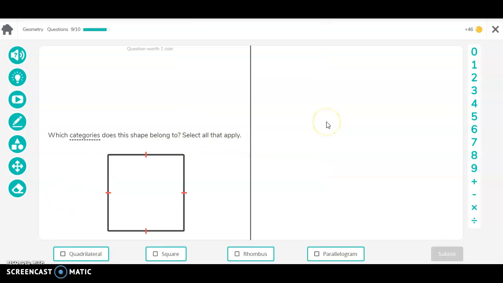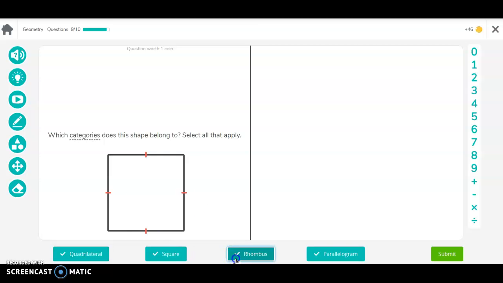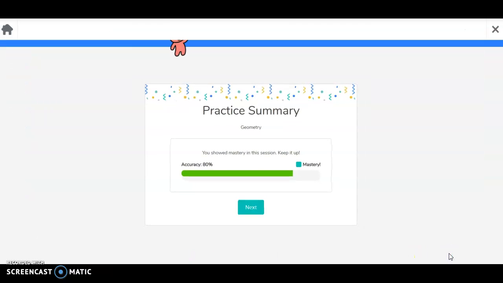Alright, let's see. What categories does a shape belong to? Well, we know it's a square because we have opposite sides parallel. They're equal. And we have 90-degree angles. But we also have a parallelogram here because we have opposite sides parallel. Okay? And we know it's a quadrilateral and a rhombus. So, there you go. Not too bad.